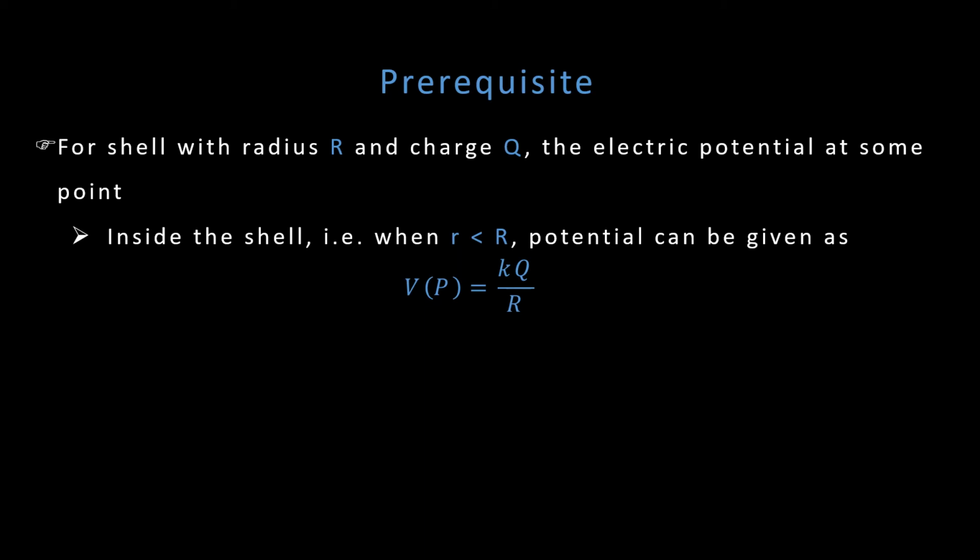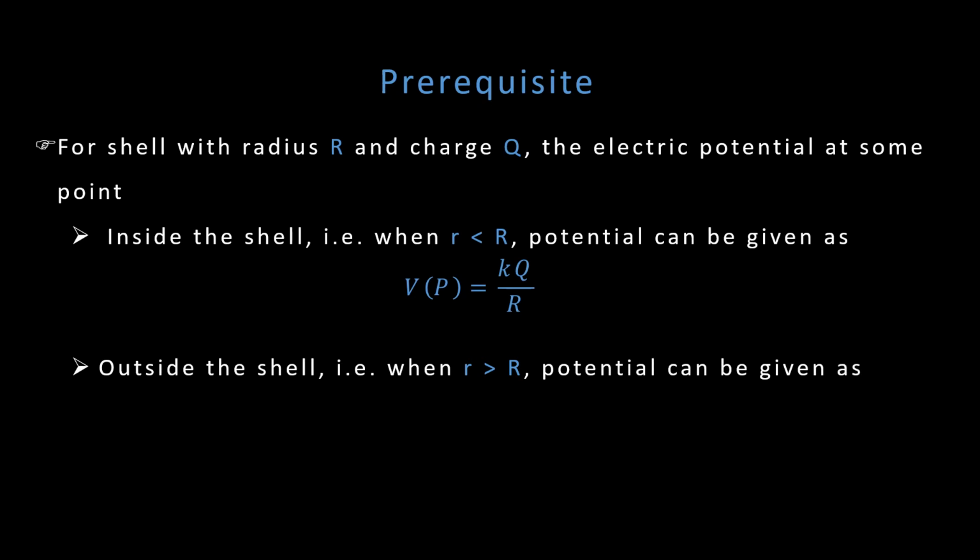But if you are at any point outside the shell, then the potential due to the shell at any point outside can be given as kq upon distance of the point. The denominator here is distance of the point from center of the shell. So with the two formula clear, we can start with today's topic.